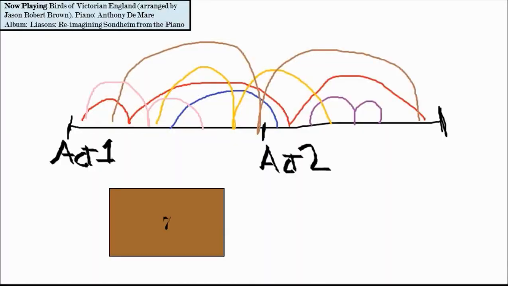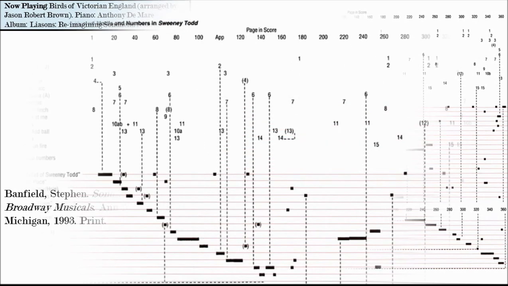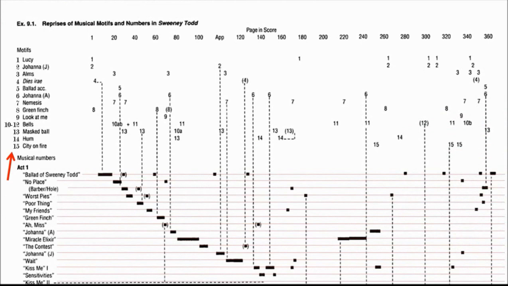But since then I found out somebody had beaten me to it. Stephen Banfield made a timeline of all the motifs and reprises in his 1993 book, Sondheim's Broadway Musicals, and here it is. At first it might be difficult to understand, but once you do understand it, it might be difficult to actually read. So I added numbers and lines to make it a bit easier. Well, I'll try to explain how to read it.